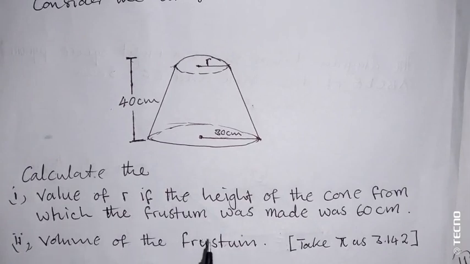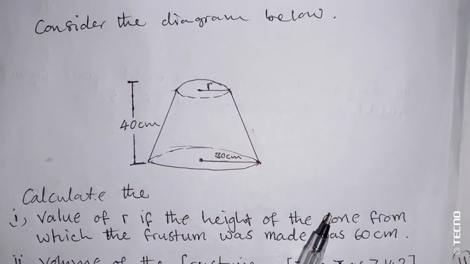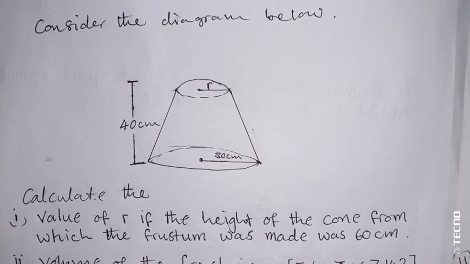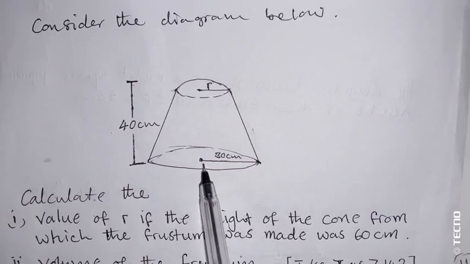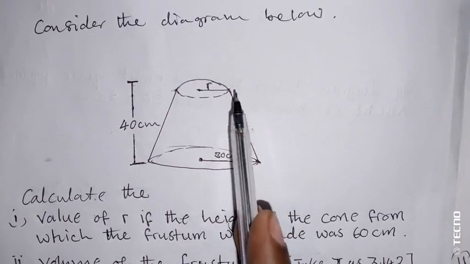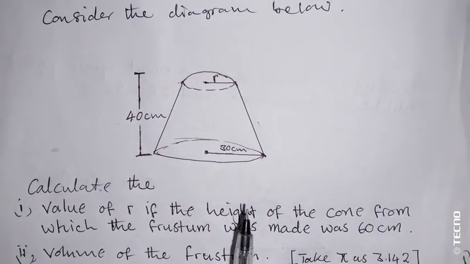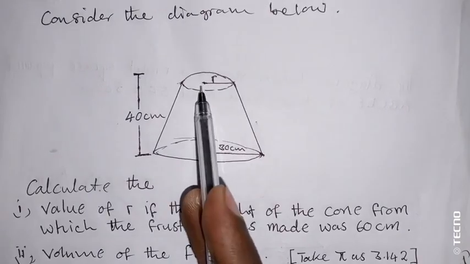Then calculate the volume of the frustum. You take pi as 3.142. So here what I'm trying to give you is the concept on how you can answer questions that are brought like this. What have we been given here? We have been given the lengths of the base of the frustum, and also the top length here and the height of the frustum, which is 40 centimeter. And what we have been asked is to find the value of R.